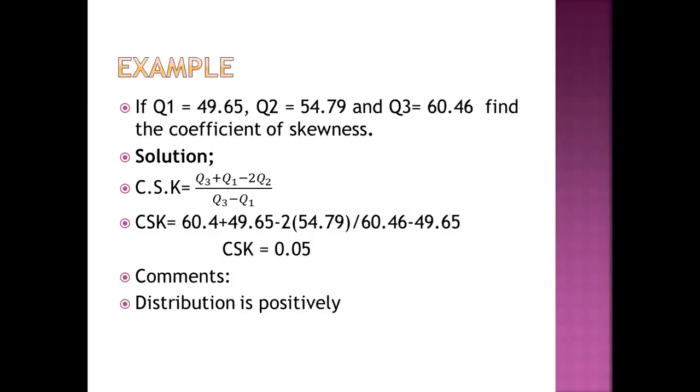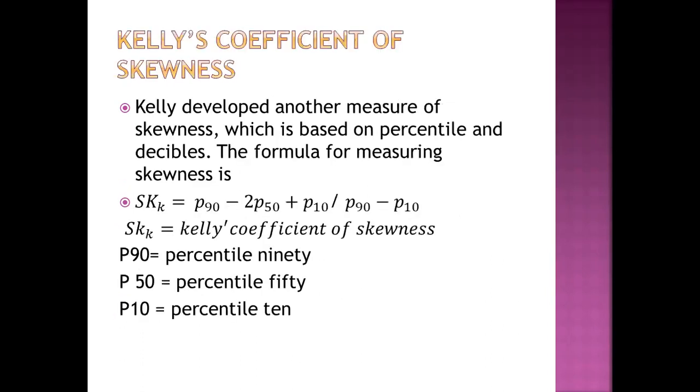So here is the example. Q1 is 49.65, Q2 is 54.73, and Q3 is 60.46. So applying the Bowley coefficient formula, we will have the answer of 0.05. So that will be a positively skewed distribution.